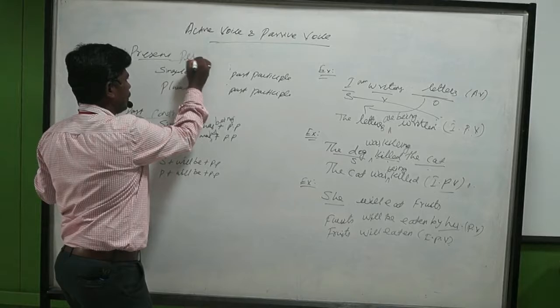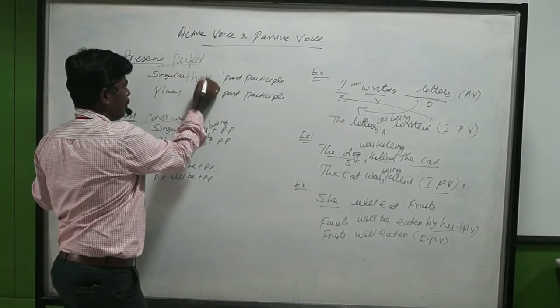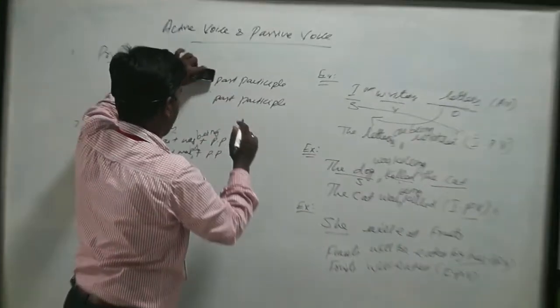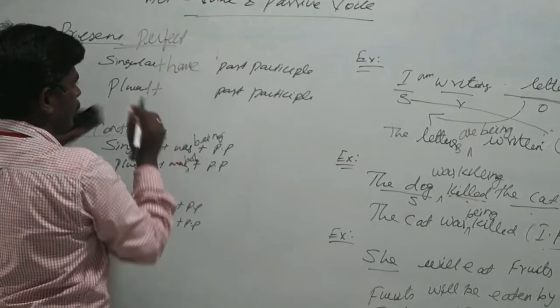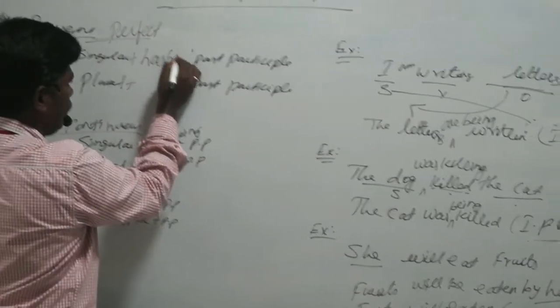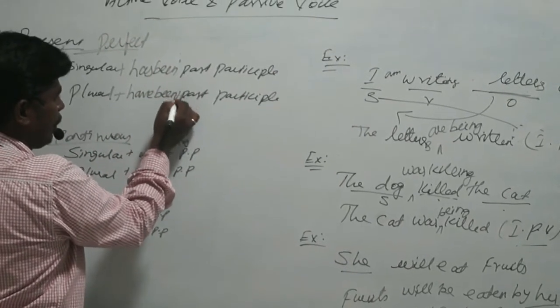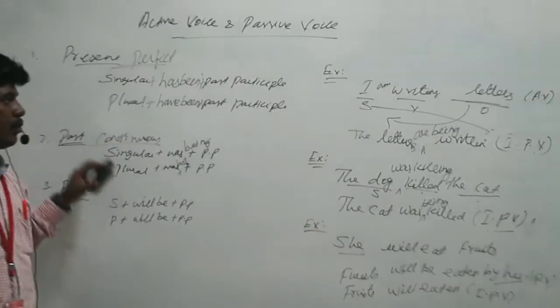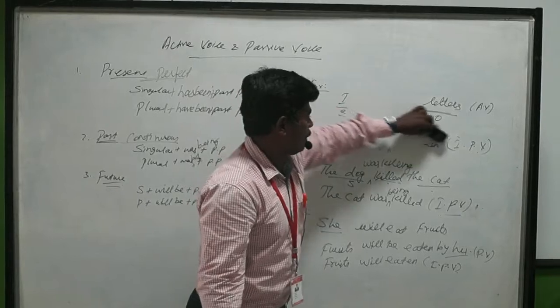So present perfect tense. Singular plus has been, then plural plus have been. That's all. Even the formula is the very easiest one. Okay, same, I am going to give an example here.